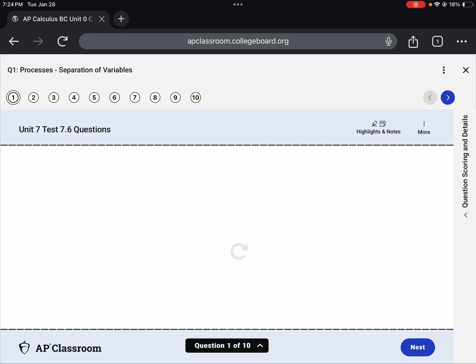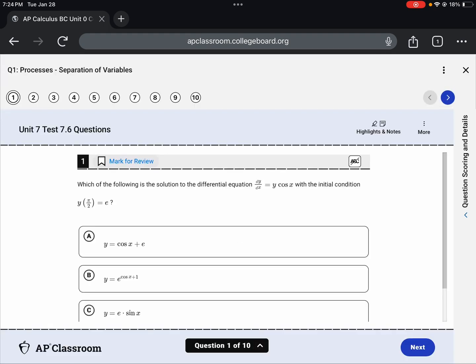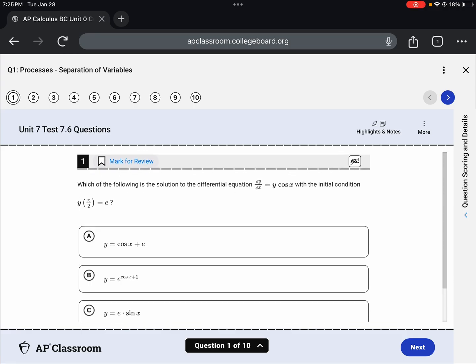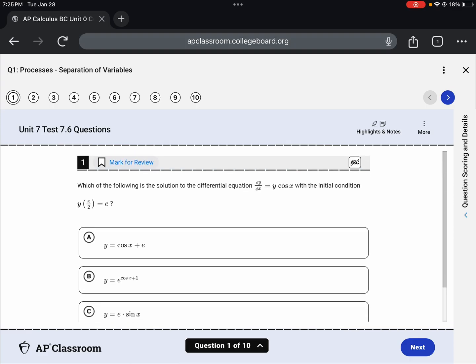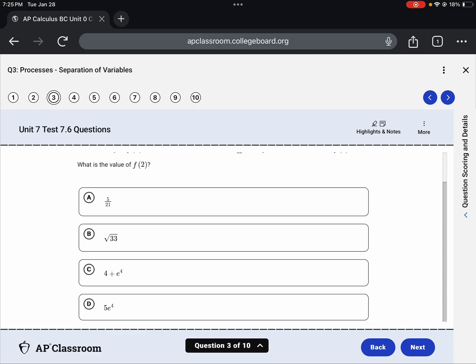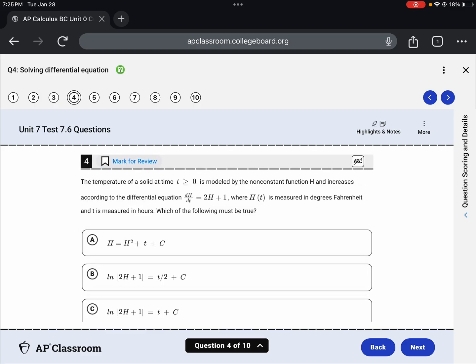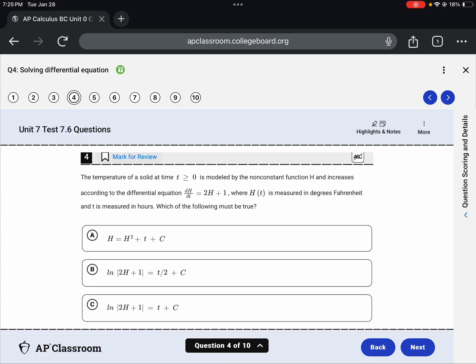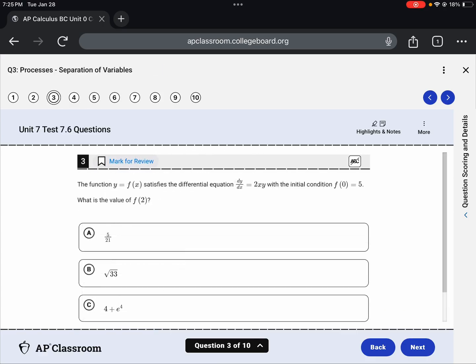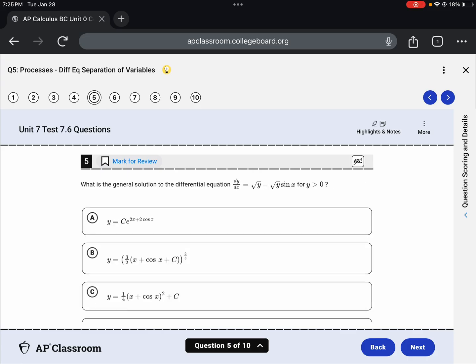For 7.6, this is separation of variables, but not solving for the constant. I guess this one you're going to solve for the constant, I guess. I didn't think that there was any. What's 7.7 then? I thought 7.7 was supposed to be... I have a feeling that 1, 2, and 3 were supposed to be in 7.7, but whatever.